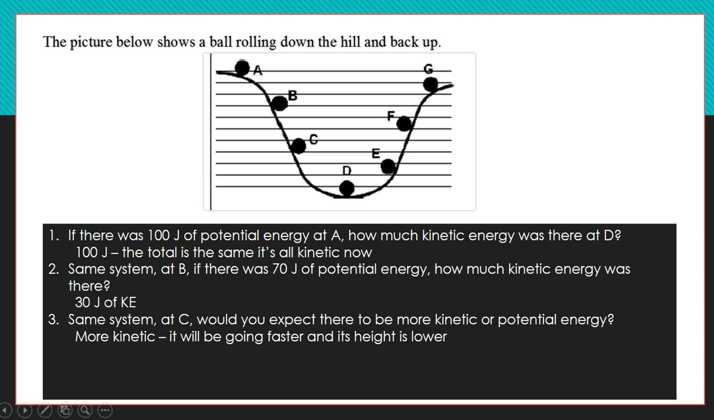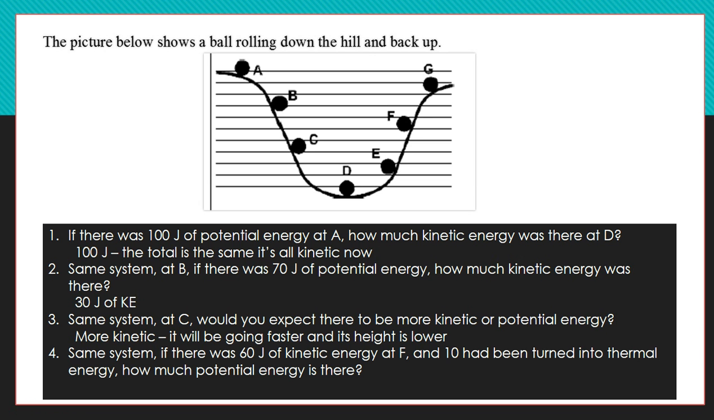It's going to be going faster than at B. It's going to be going faster than at F. And its height is lower than B, F, G, and A. And number 4, in the same system of 100 joules, if there was 60 joules of kinetic energy at F, and 10 joules of energy had been turned into thermal energy, how much potential energy is there? And if you said 30 joules, you are correct.